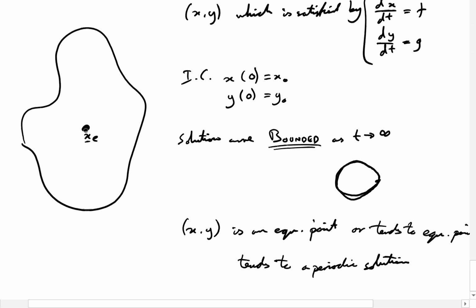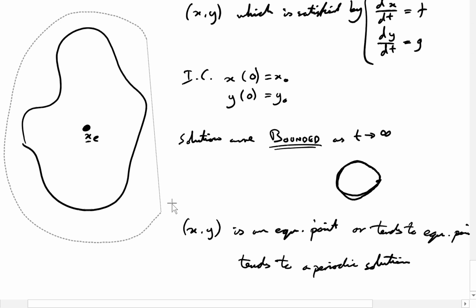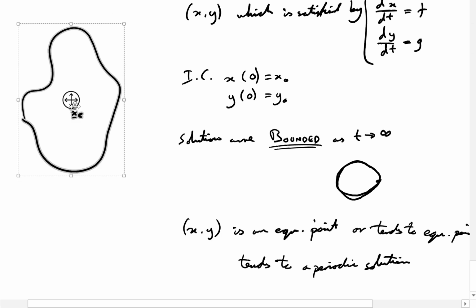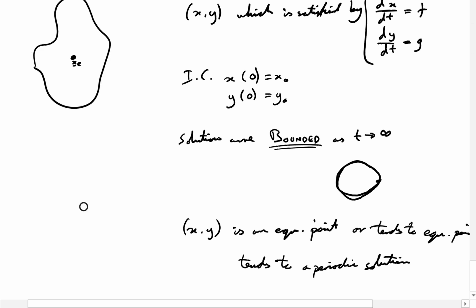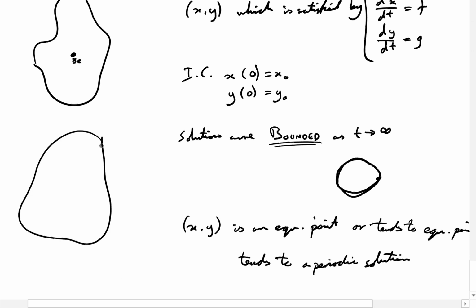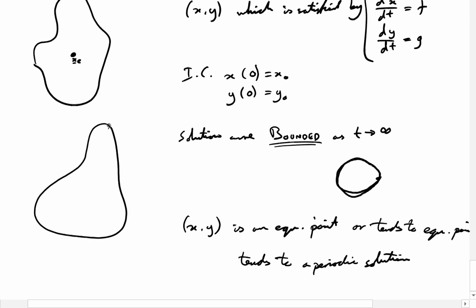Basically, what this theorem is telling us is that either our solutions tend towards this equilibrium point. This is the same bounded solution curve, though I can't draw it exactly the same. So either our solutions tend towards our equilibrium point, and they all head towards it. That's the first option.